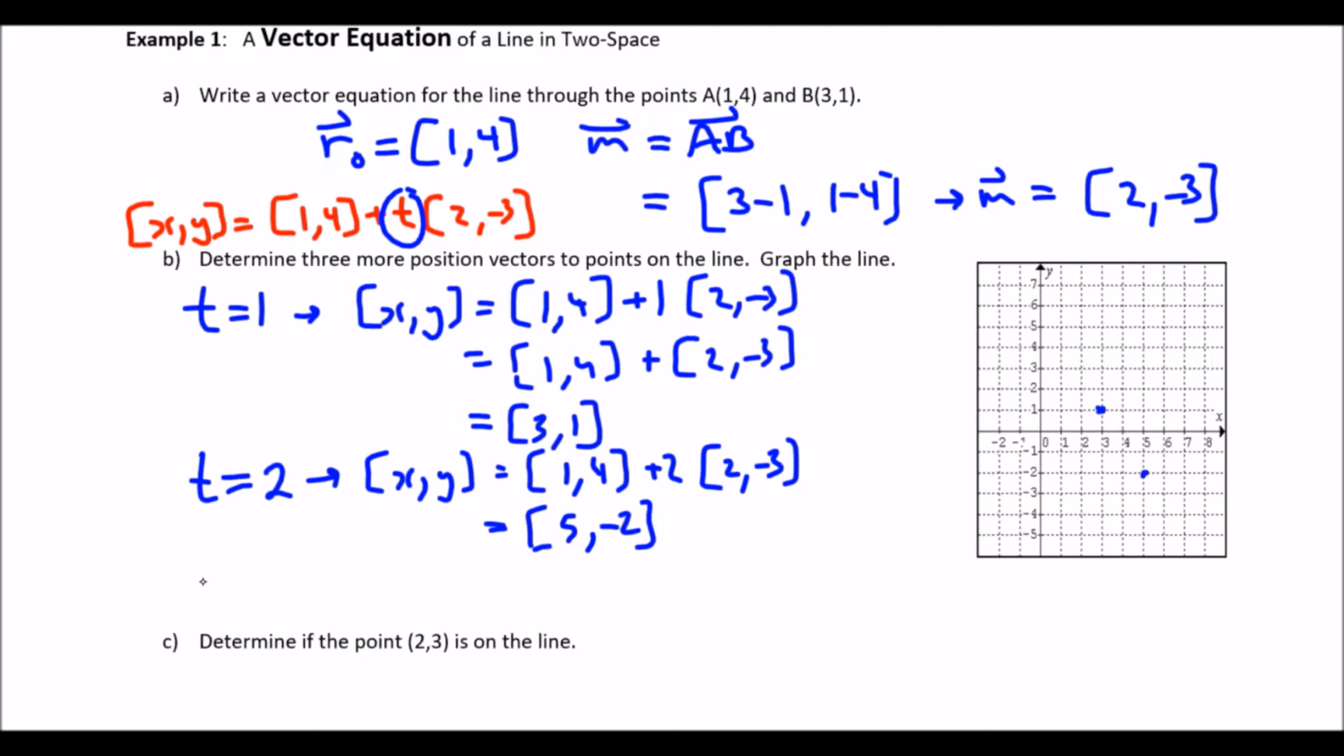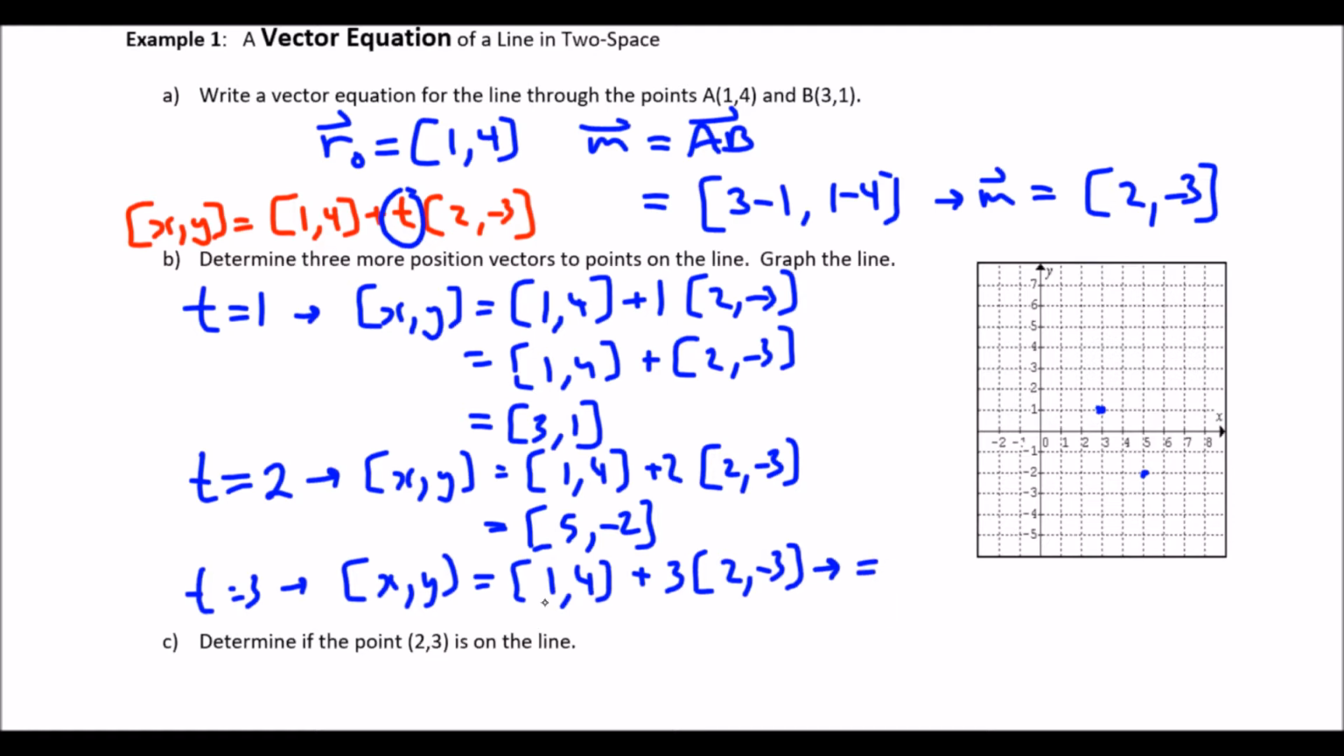And let's do t equals 3. So I have (x, y) = (1, 4) + 3(2, -3). I'm going to run out of room here, so I'm going to write it here. It's 1 plus 3 times 2, that's 7. And then 4 plus 3 times negative 3, so that's going to be negative 5. So (7, -5), which is right down here. And then I'm going to draw a line through those. So let me just do that.